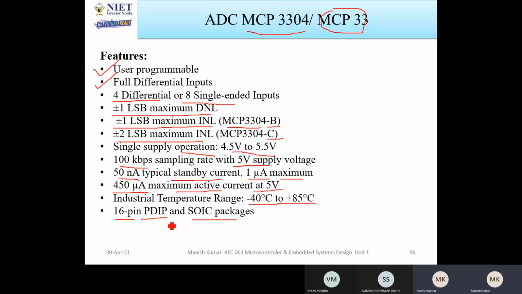What is the benefit of using SOIC over PDIP? There are 2 benefits. The first benefit, if you are talking about area, is 30 to 50% less area requirement in the SOIC package.